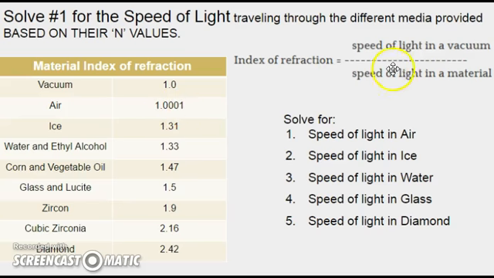So remember, the speed of light in a material is going to equal the speed of light in a vacuum divided by the index of refraction, or n value. So you're going to solve for air, ice, water, glass, and diamond. And understand that as I increase my n value, I'm going to be decreasing the speed of light through that particular medium, because the light has to be absorbed and re-emitted through the denser material. There's just more stuff in a volume, or in an area here.